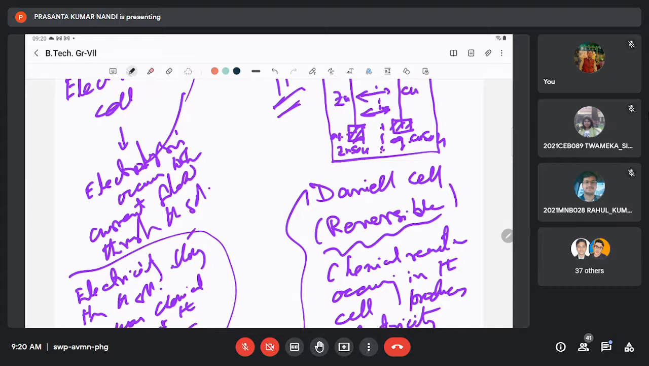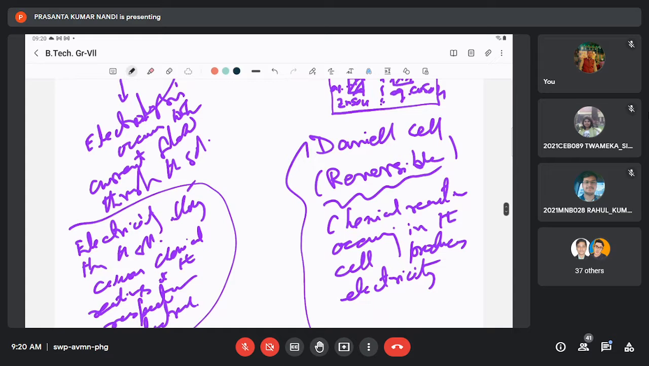In the electrolytic cell, electrolysis occurs when we pass electricity through the solution taken in the electrolytic cell.